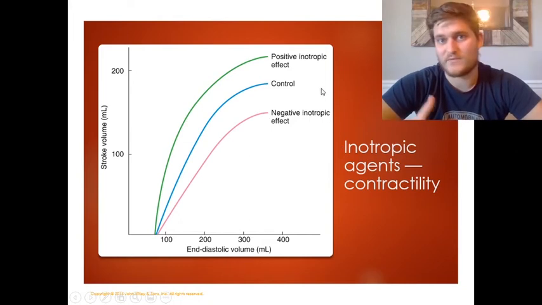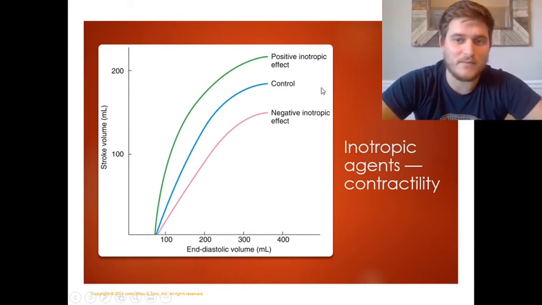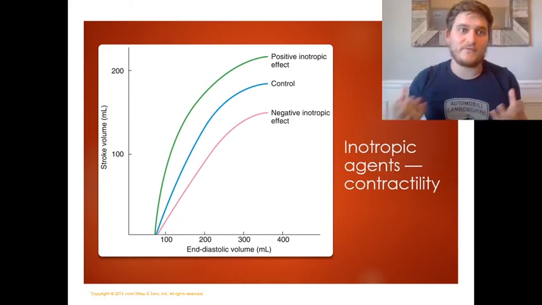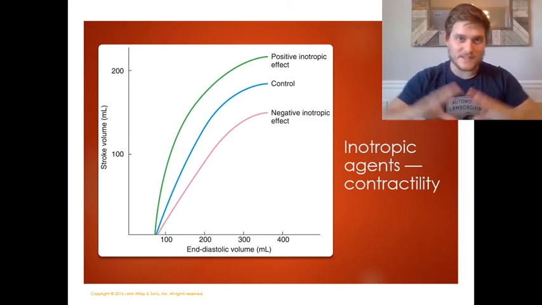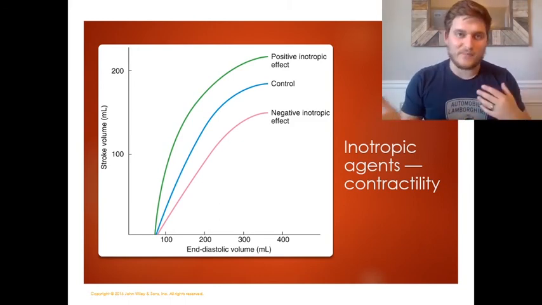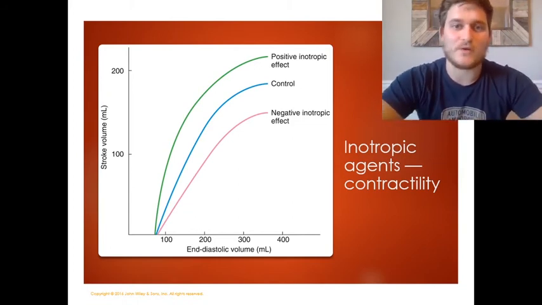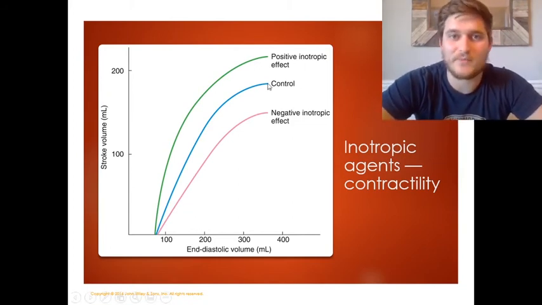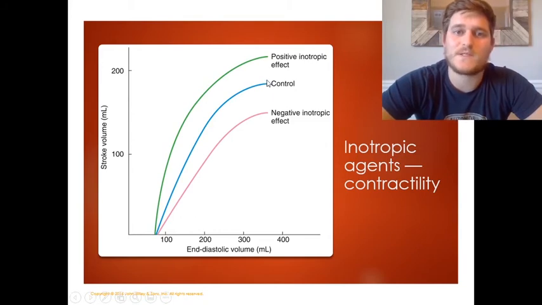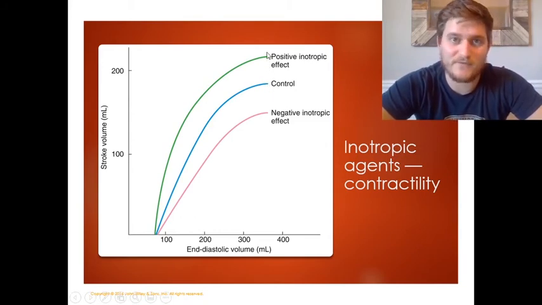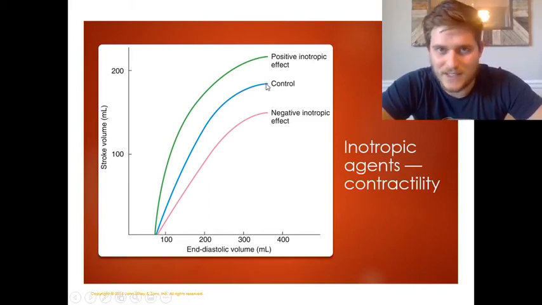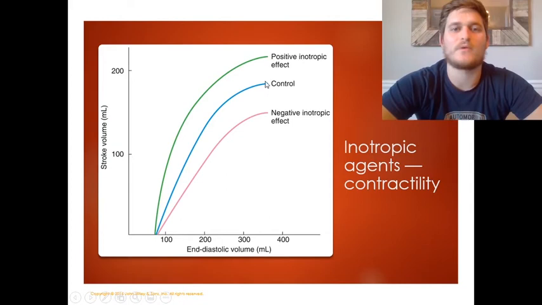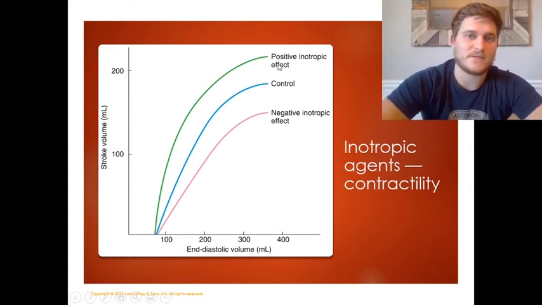And so these come in the form of drugs or different ions that can just influence the amount of force that cardiac muscle fibers can produce. It's got nothing to do with the amount of blood inside or outside of the ventricle. And so positive inotropic agents will increase the amount of force produced by a cardiac muscle fiber, while a negative inotropic agent will decrease the amount of contractility or the amount of force produced by cardiac muscle fibers.